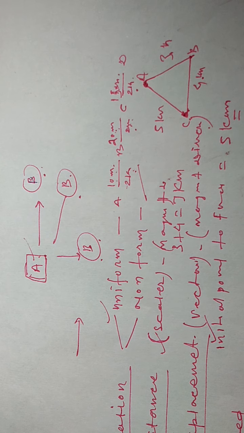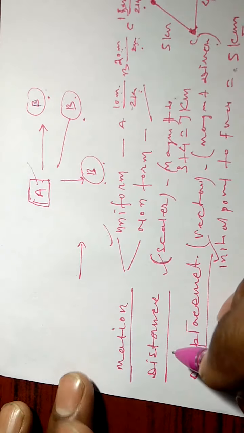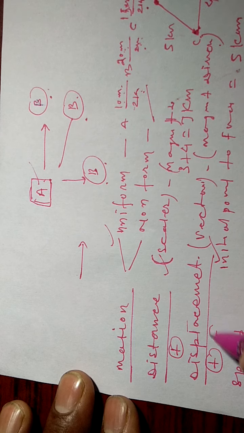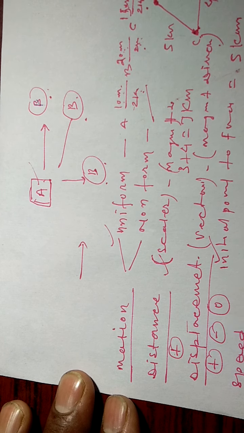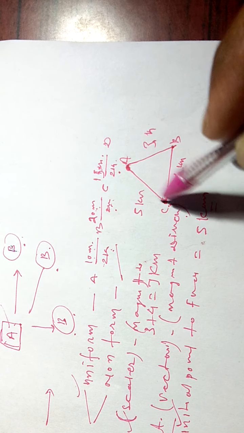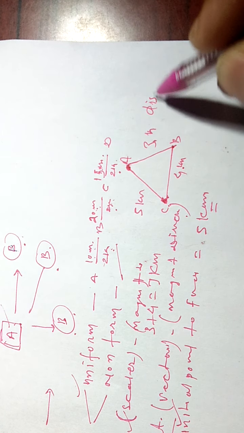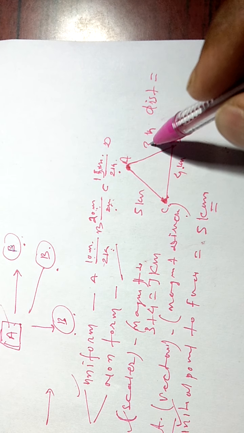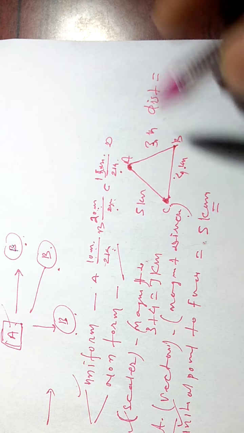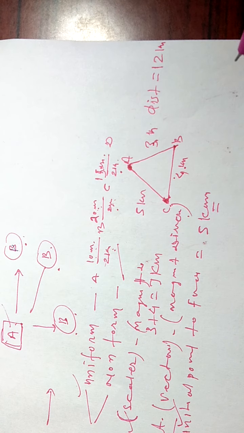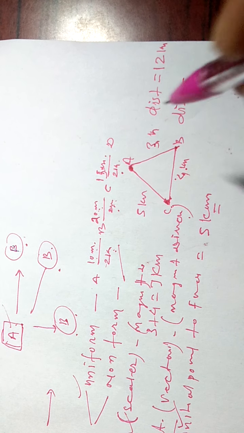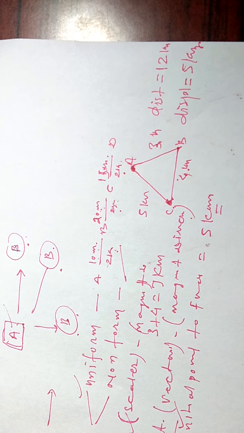And one more thing: your distance is always positive, but your displacement may be positive, negative, as well as zero. Okay, while you start from A to B, B to C and again C to A, what will be your distance? The distance will be 3, then 4 and then 5. Total distance will be 3 plus 4 is 7, plus 5, it becomes 12 kilometer. But what will be your displacement? Displacement will be only 5 kilometer.